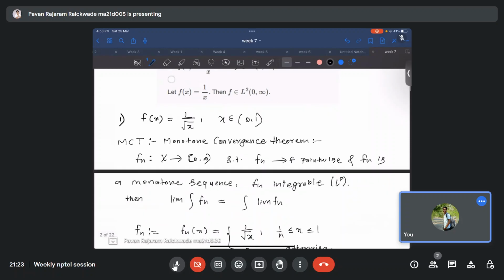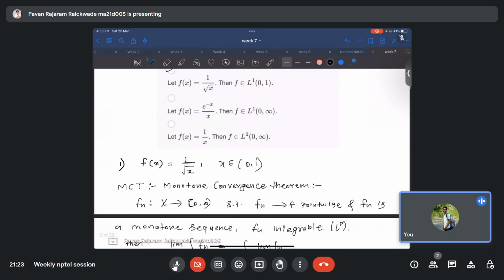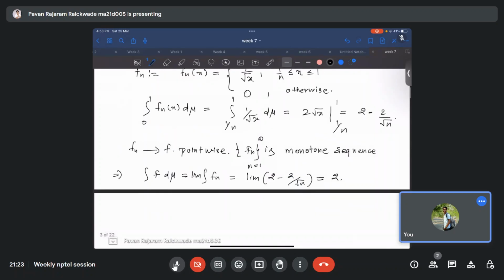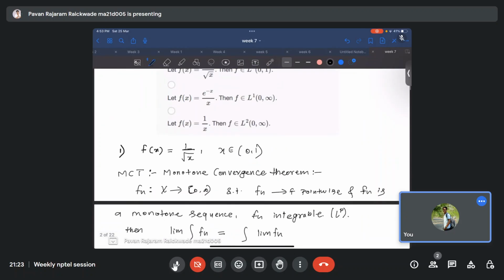Now the second one, (b) f(x) equals e to the power minus x upon x, where x belongs to (0, infinity).